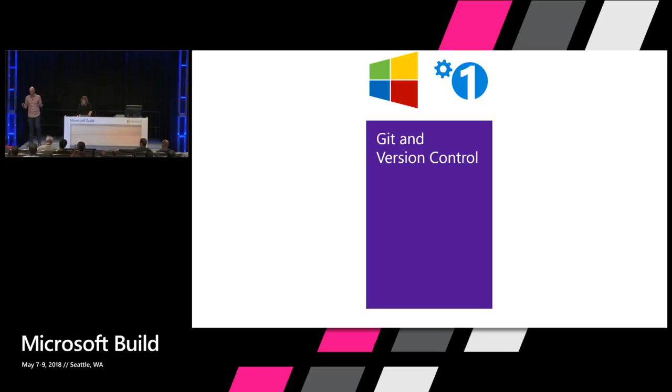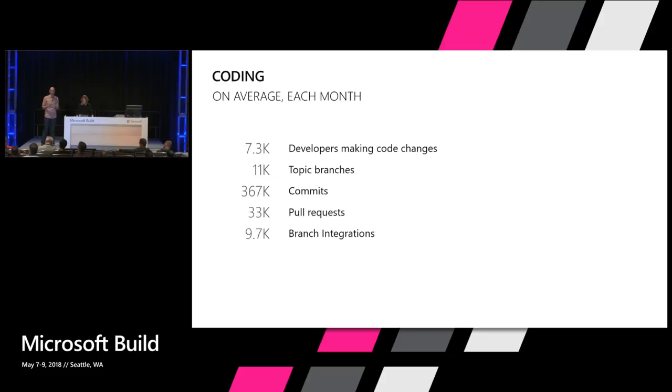So the next step, once you've planned your development process, is to actually write the code. And just like work item tracking has some challenges scaling to that many users, version control does too. So on average, we can look at the Windows team producing about 367,000 commits and managing that over 33,000 pull requests. That works out to about 10 commits a minute and 1,100 pull requests a day.